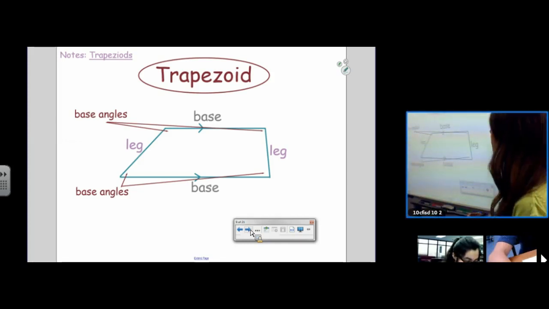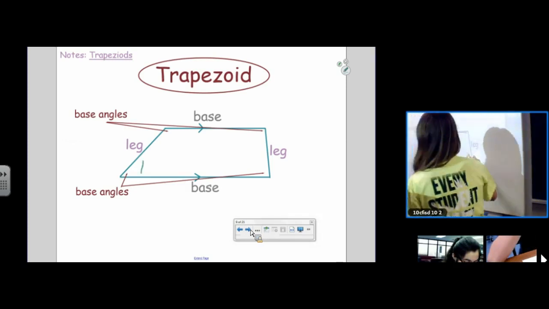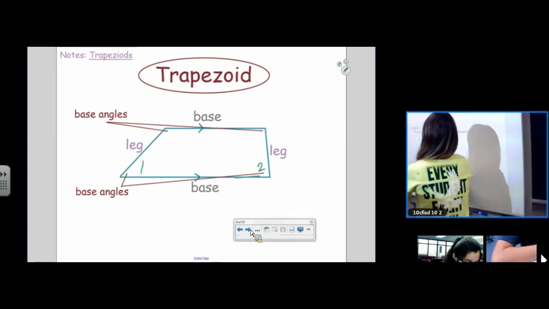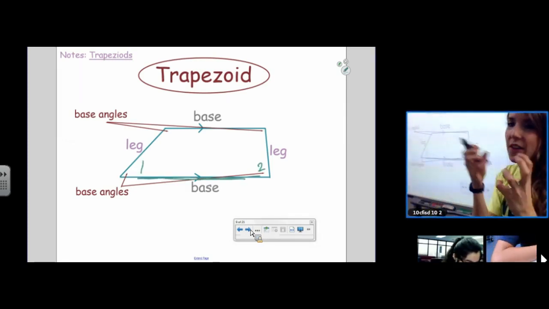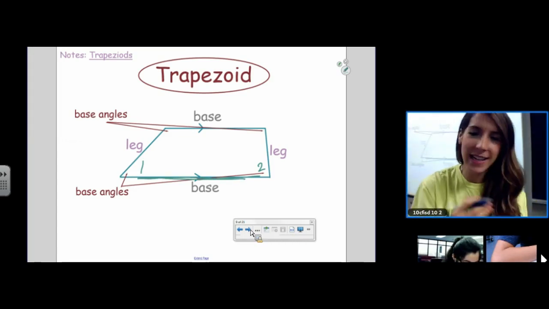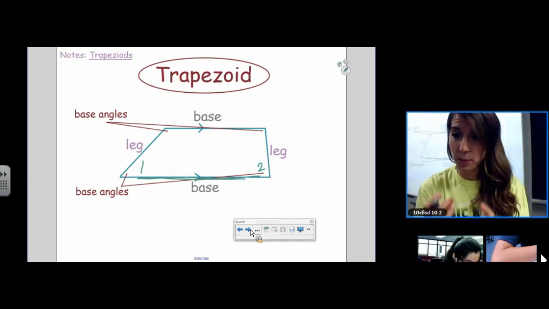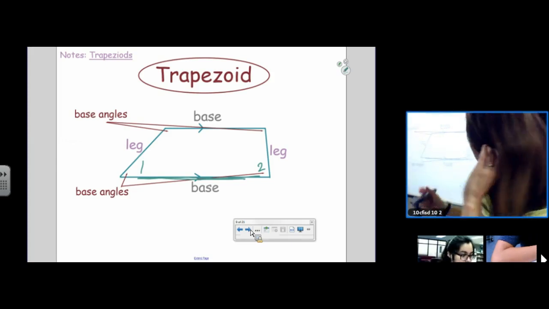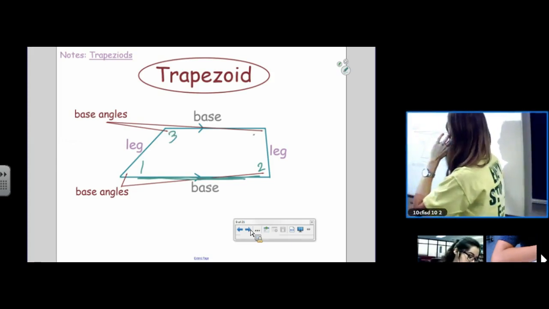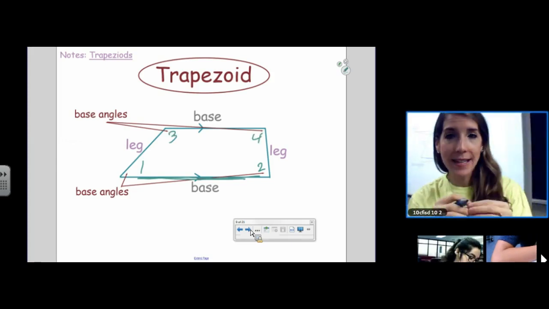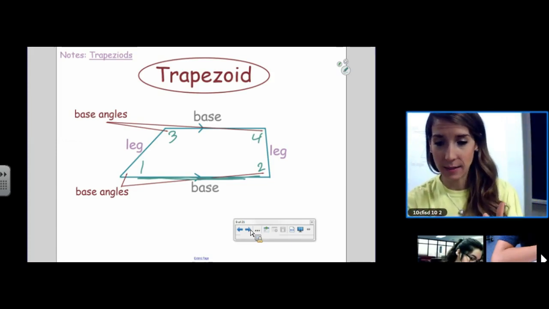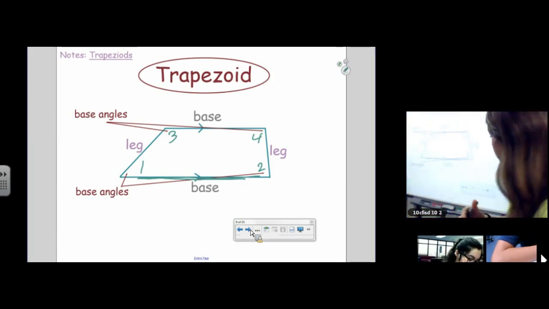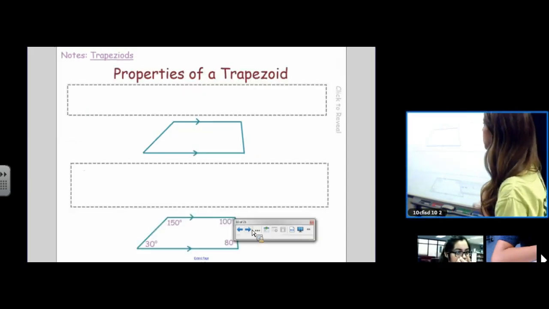All right, when you have 2 angles, like angle 1 and angle 2, that are surrounding a base, you call them together their base angles. Angle 1 isn't a base angle by itself, but 1 and 2 put together, those are base angles. Angle 3 and angle 4, as a team, are base angles because they surround the base. Okay? Let's get into the properties.